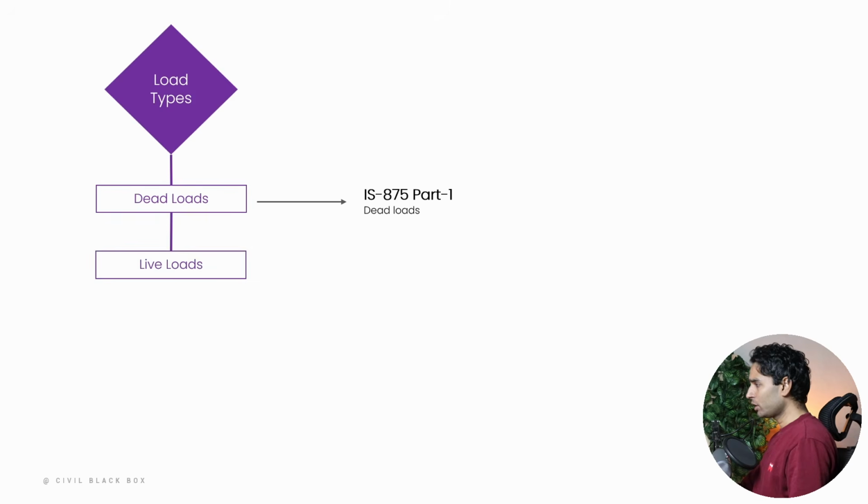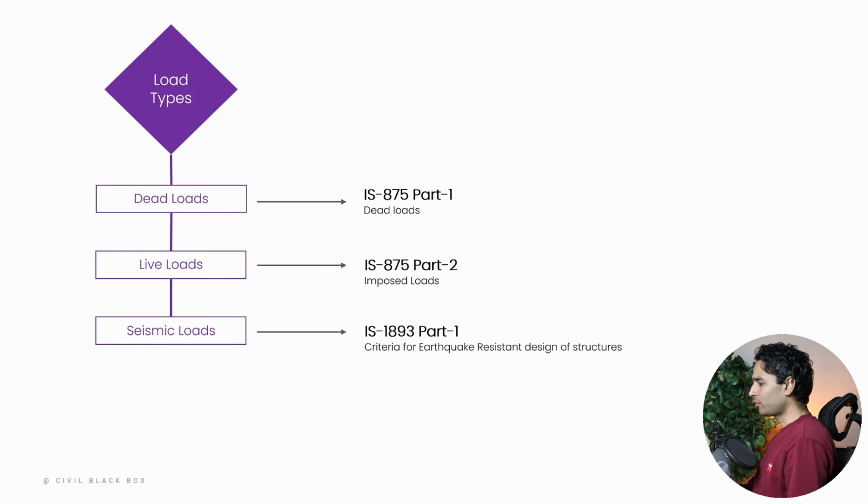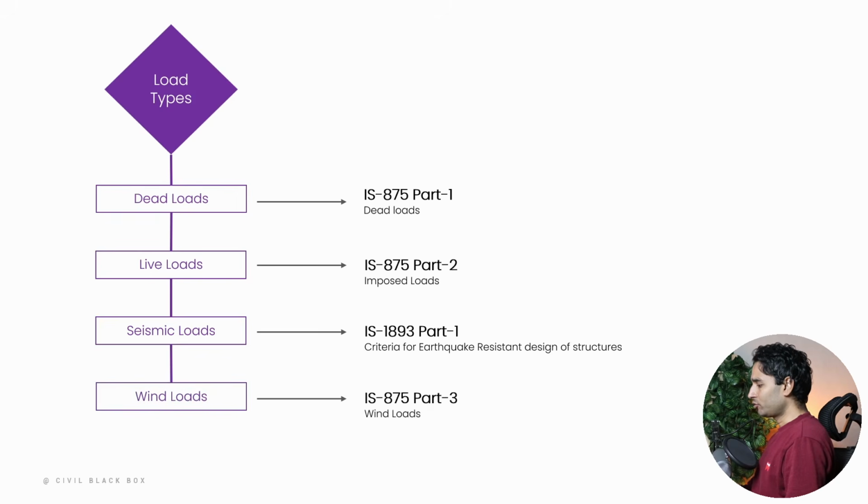Next up, we have the live loads, which come from IS 875 part 2, which talks about imposed loads. Imposed loads and live loads, I'll be using the terms interchangeably. Next up is the seismic loads, which come from IS 1893 part 1, the criteria for earthquake resistant design of structures. Finally, we have the wind load, which comes from IS 875 part 3. These are the four primary load criteria which we have to understand. I won't be going into the detail of how to calculate them, but you have to understand that these are the four criteria which will be used in the load combinations.